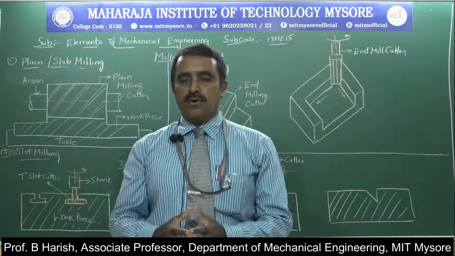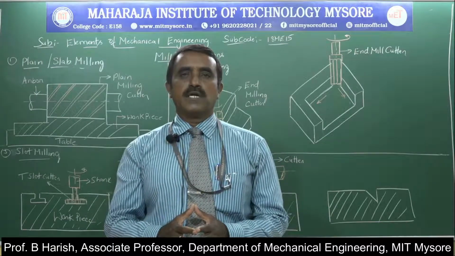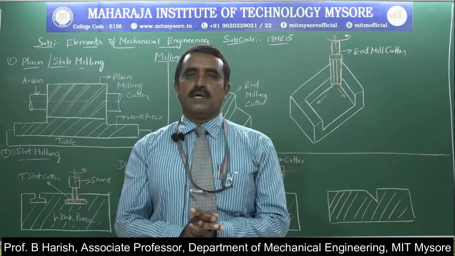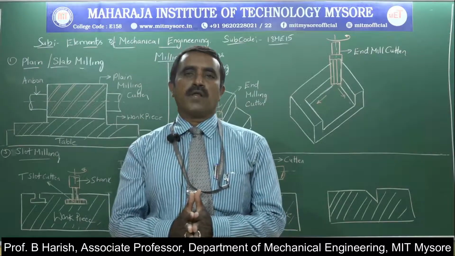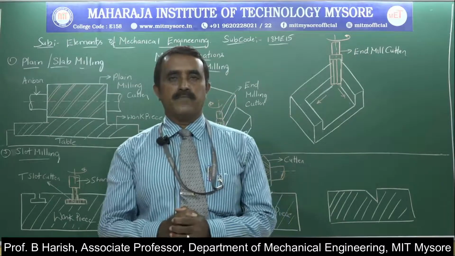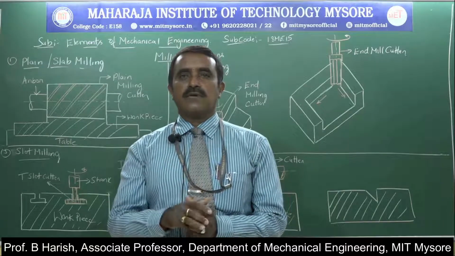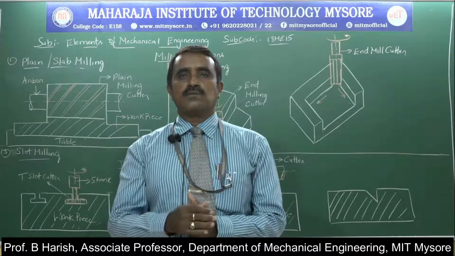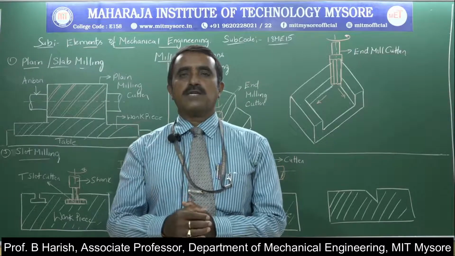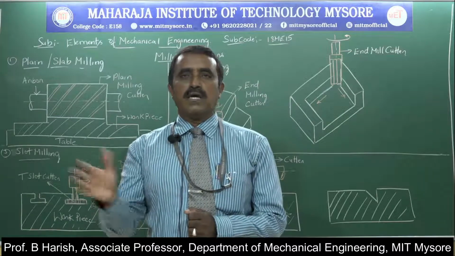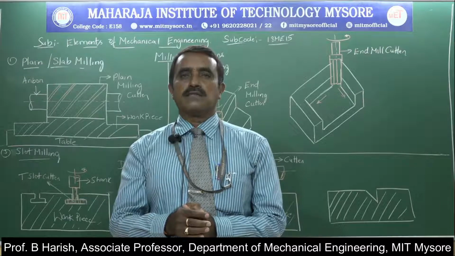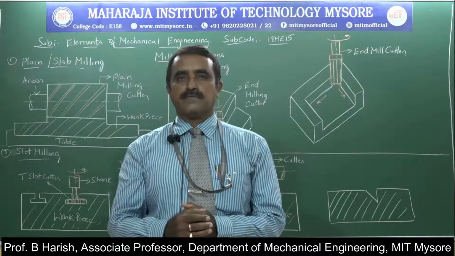Now once we know about a particular type of machine tool, certain operations can be performed on a workpiece using that particular type of machine tool. Now here we are talking about milling machine. We have discussed two types of milling machine, that is horizontal spindle and vertical spindle. Just to recall, horizontal spindle is one where the spindle axis will be in the horizontal direction, whereas vertical spindle milling machine is one where the spindle axis will be in vertical direction.